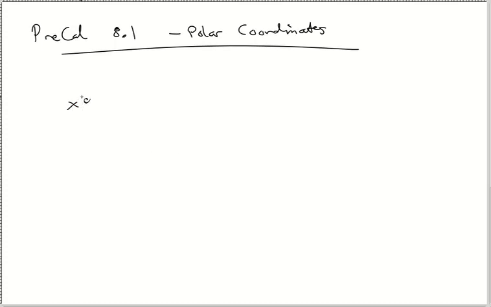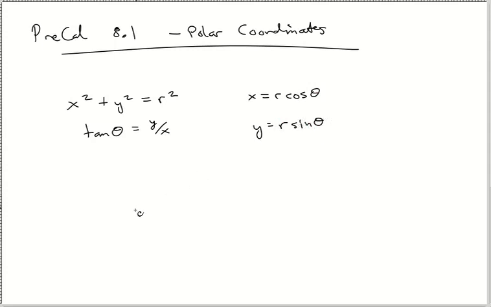Here we go. x squared plus y squared is equal to r squared. That's the Pythagorean theorem. We have tangent of theta is equal to y over x. We've seen that a lot. x is equal to r cosine theta, and y is equal to r sine theta. These are used to go back and forth between polar coordinates and rectangular coordinates. And it depends on what you got.